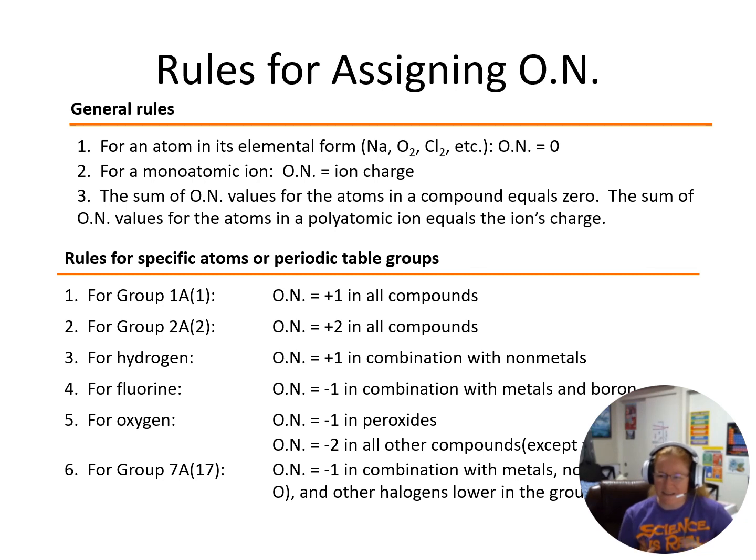And then group 7A is interesting. It's -1 in combination with metals, nonmetals, and other halogens lower in the group. Electronegativity gets lesser as we go down, and so fluorine is more electronegative than chlorine, and so on and so forth. So what ends up happening is if I have two halogens bonded together, the higher halogen will get the negative, and the lower halogen ends up having to be positive.